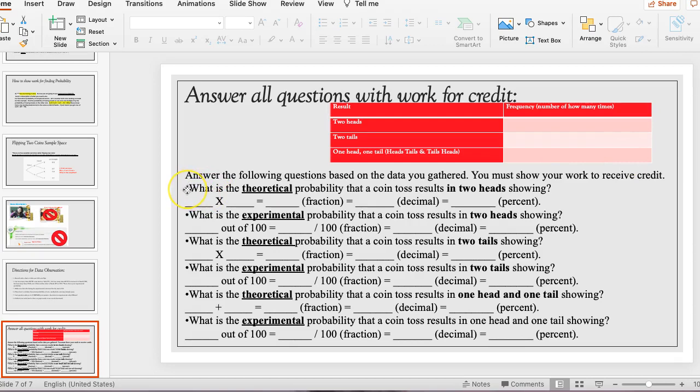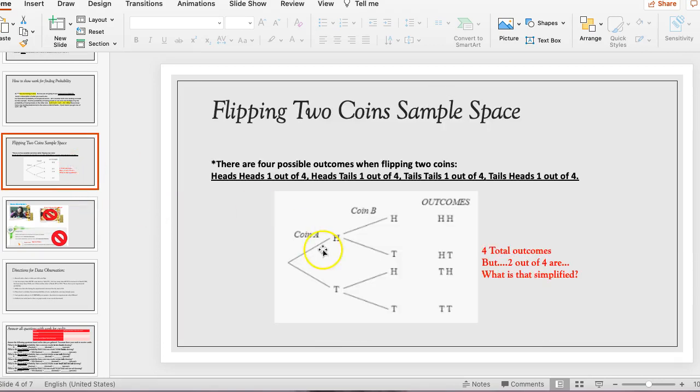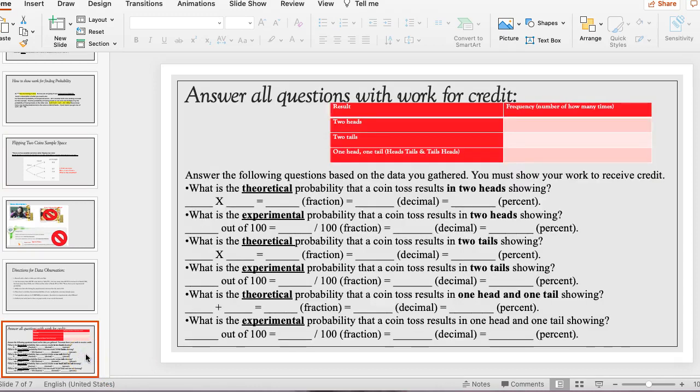All right, so this is question number 1. What is the theoretical probability that a coin toss results in 2 heads? Theoretical is what should happen, what you expect to happen, not what you actually did in your table. So the theoretical is going to be going back to the slide here, the theoretical of landing on both heads, theoretical of landing on both tails, or the theoretical of landing on 1 heads and tails. Okay, so remember, go back to that screen.